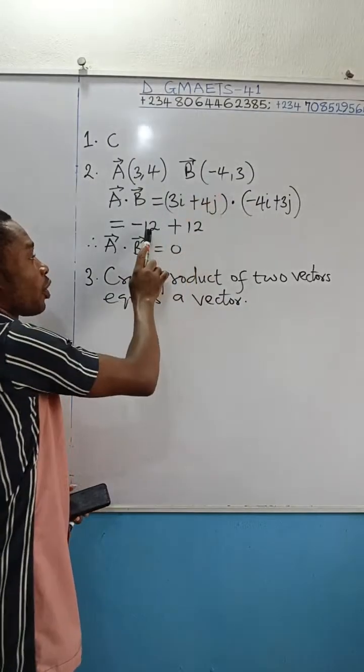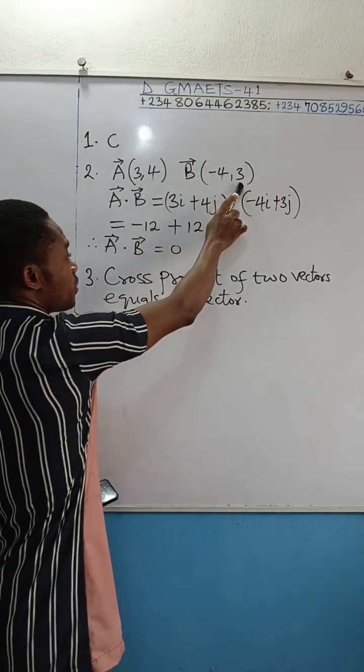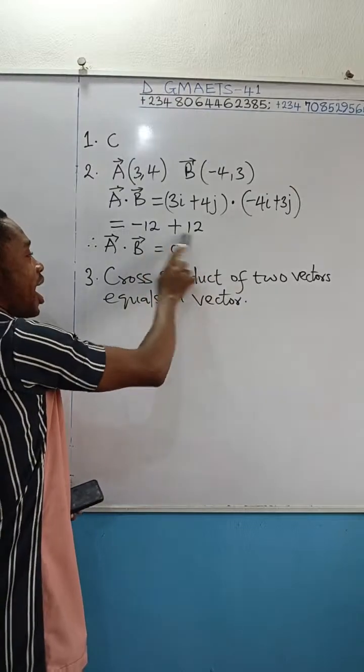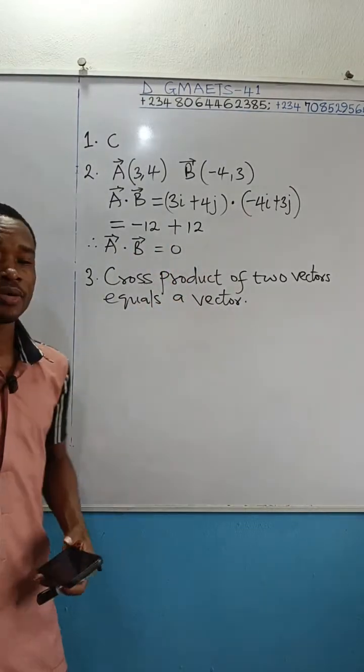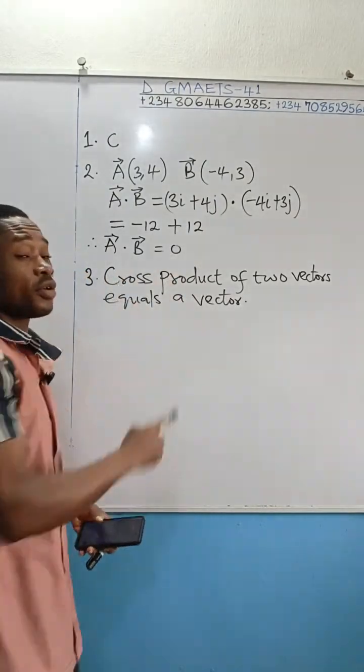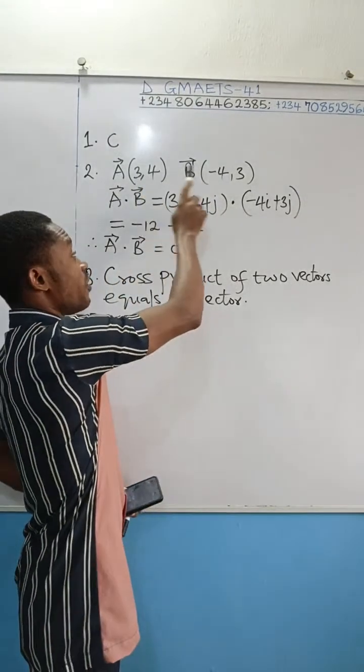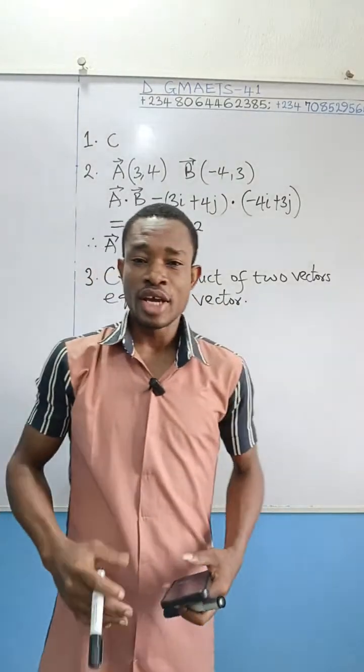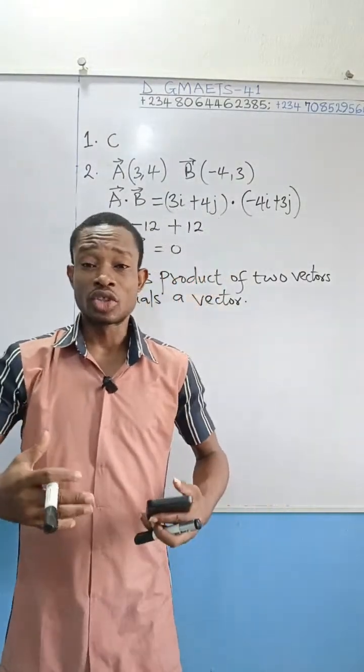3 times -4 will give you -12. 4 times 3 will give you +12. Add them up and you get 0. And then I explained that the fact that the dot product gave us 0 here actually means that these 2 vectors are orthogonal. They are perpendicular. They meet at right angle.